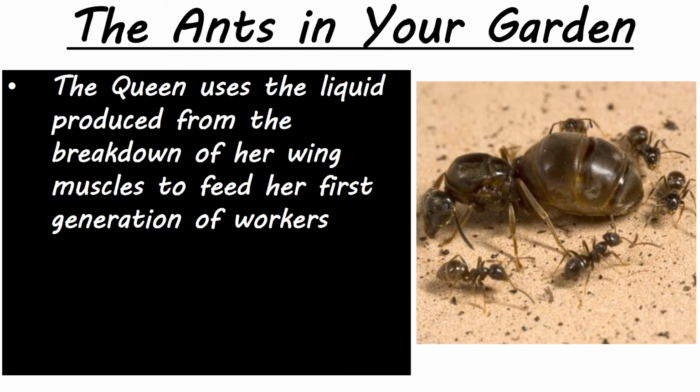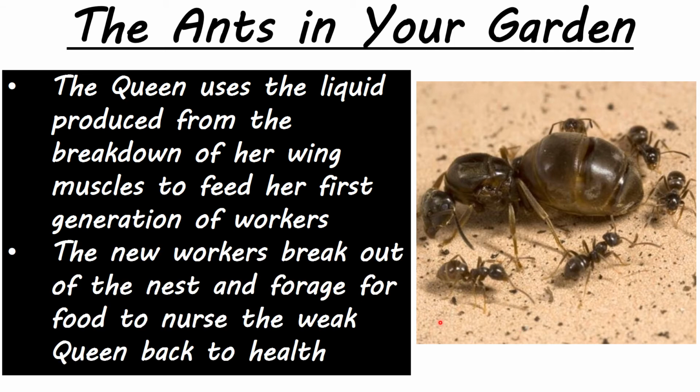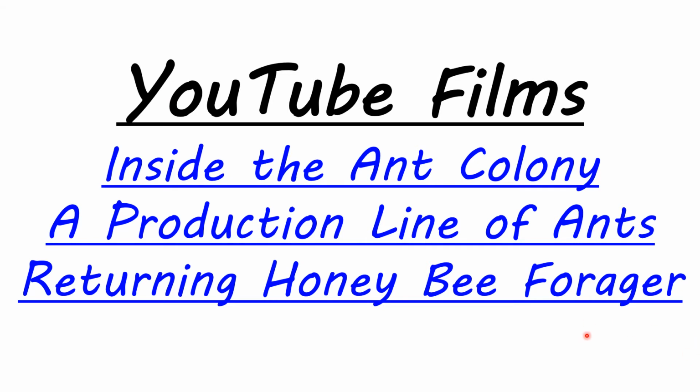And there we go. So the queen then uses the liquid which is produced in the breakdown of her wing muscles to feed the first generation of workers. Then the new workers break out of the nest and forage for food. The queen at this point in time is not doing great, so they bring back food to nurse her back to health, and there you have your new ant colony. And some nice little videos here, so search for these on YouTube and it'll give you some images rather than just listen to me talk about it.